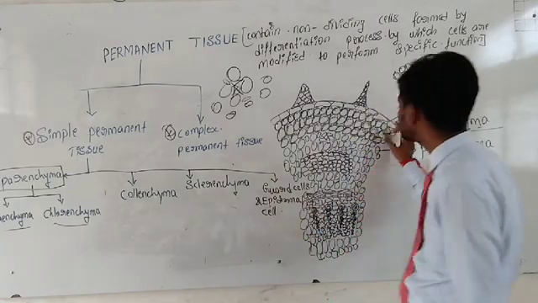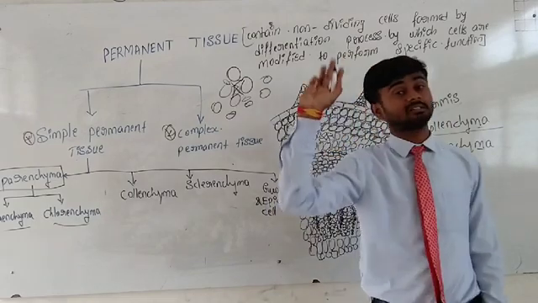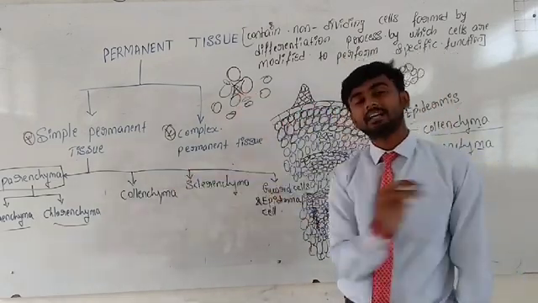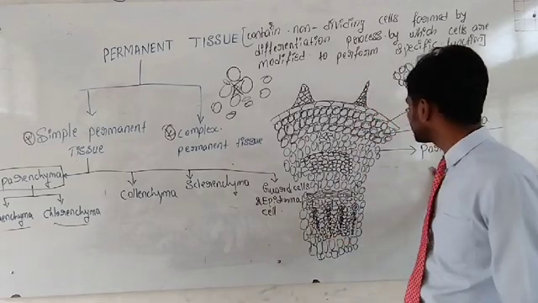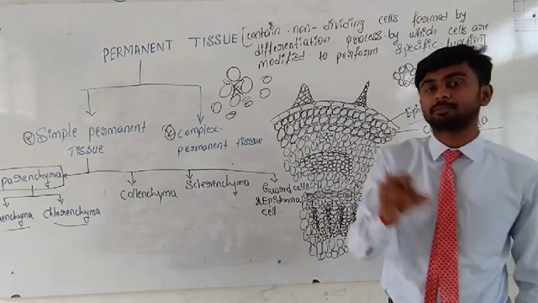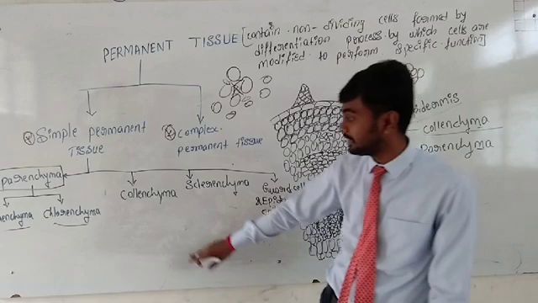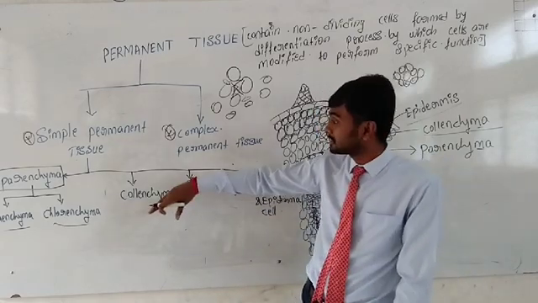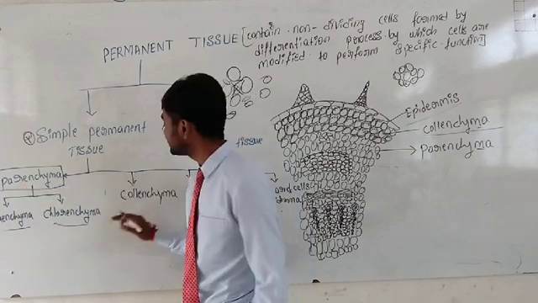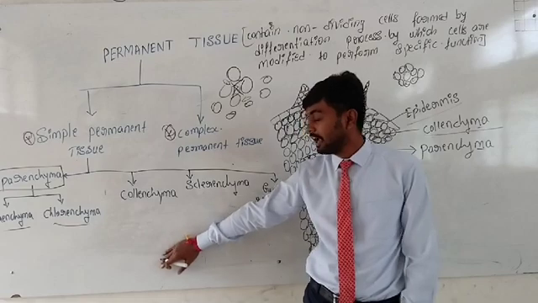But parenchyma cells are loosely arranged. There is a large number of intercellular spaces present in between the two cells. That is parenchyma cells. But in the collenchyma cells, a smaller number of intercellular spaces is present. Large numbers of intercellular spaces are present in the parenchyma. The cells are arranged very loosely.